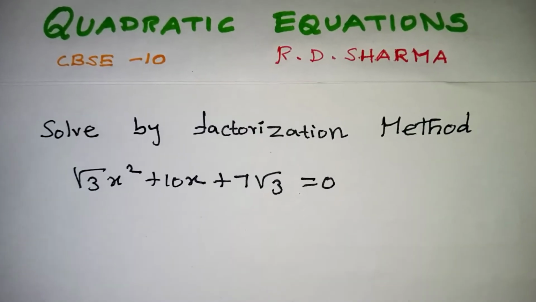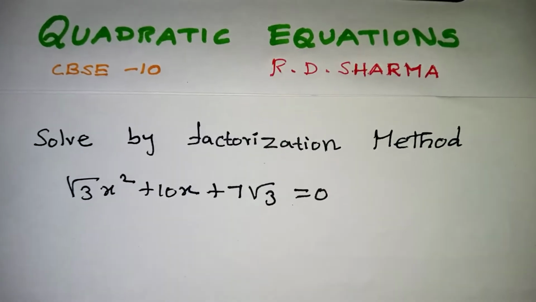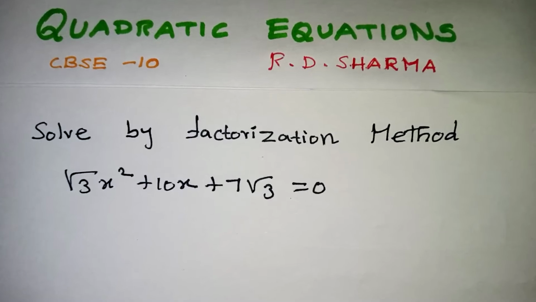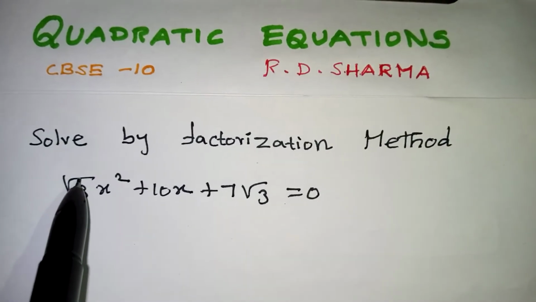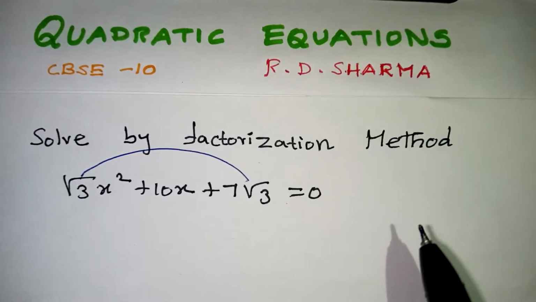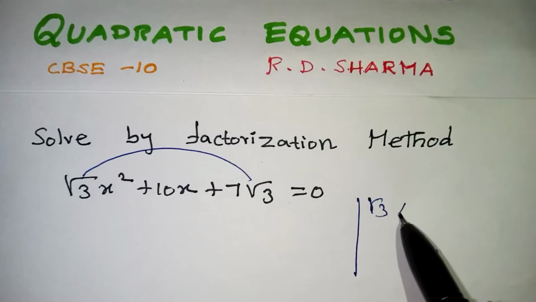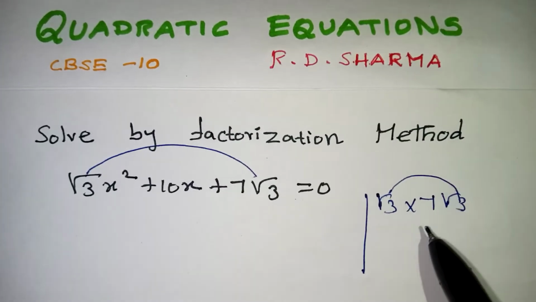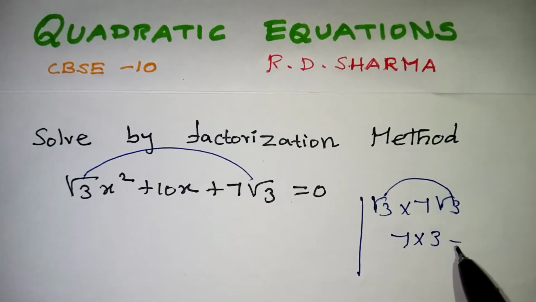Solve by factorization method: root 3 x squared plus 10x plus 7 root 3 is equal to 0. This is a question from R.D. Sharma. Children, see here, you are asked to solve by factorization method. So first step, you have to multiply the first number and the last number, the coefficient of x squared and the constant. So root 3 multiplied by 7 root 3. We know that root 3 into root 3 will be 3. So 7 into 3 will give you 21.